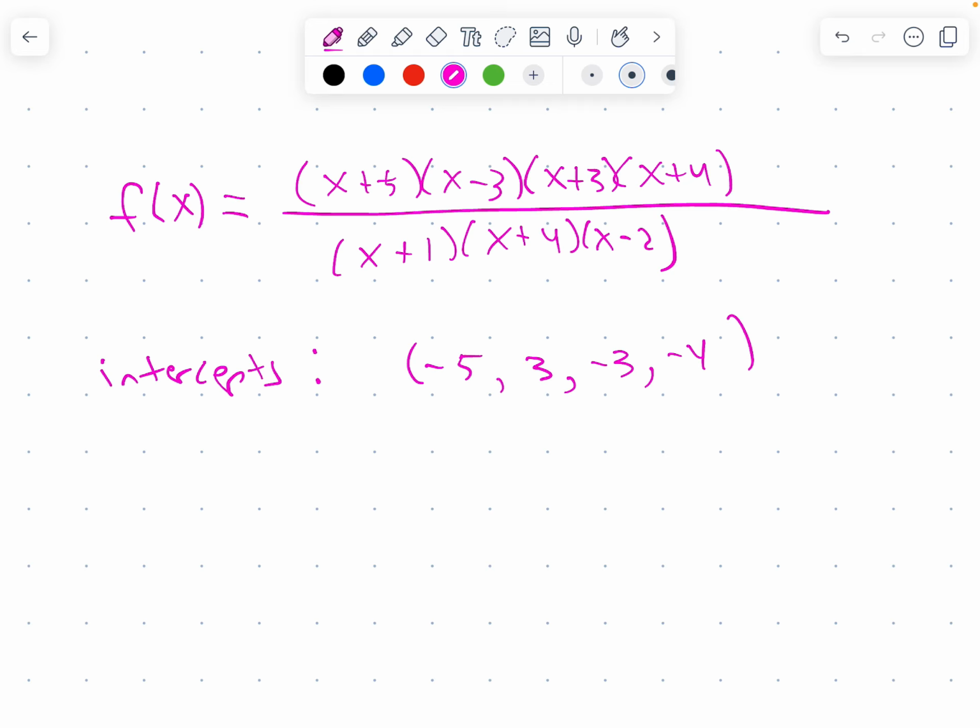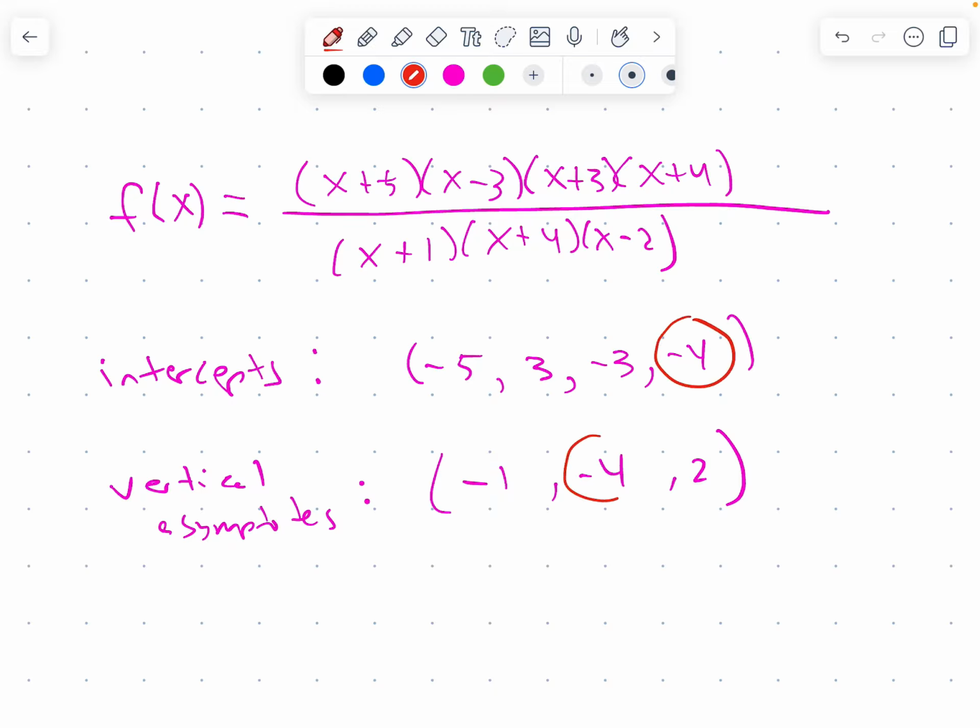Underneath this, it asks for your vertical asymptotes. And your vertical asymptotes are the values of x that make the bottom 0, which is -1, -4, and 2. Now you might notice something. We've listed -4 as an intercept and as a vertical asymptote. In fact, if you look, this term and this term are the same.